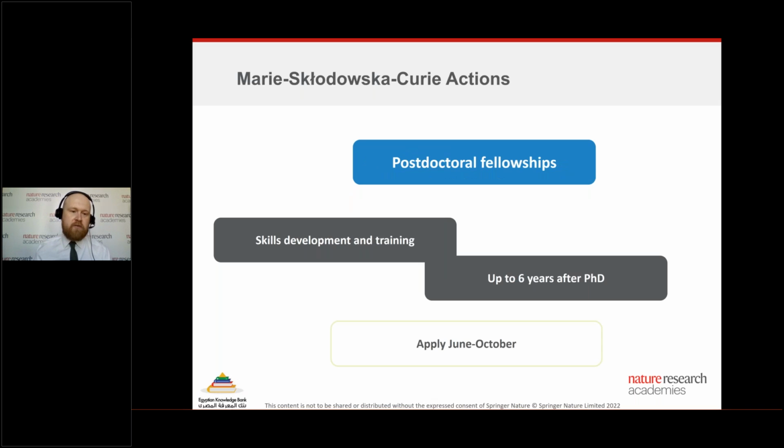They do also have postdoctoral fellowship opportunities. This is for skills development and training. So this is the first action that I really wanted to introduce you to. This is really all about career development and training for researchers who hold a PhD. This is only eligible if you finished your PhD up to 6 years ago. So this is a very popular scheme, and there are some limitations on resubmission. You may be only allowed to submit once a year.